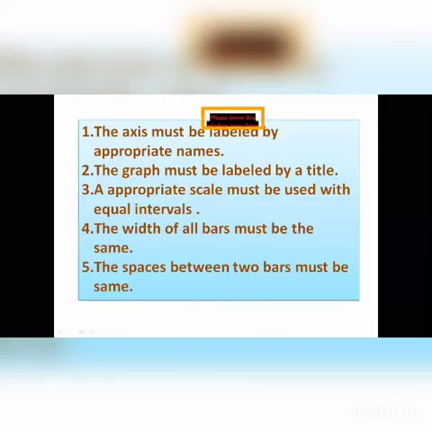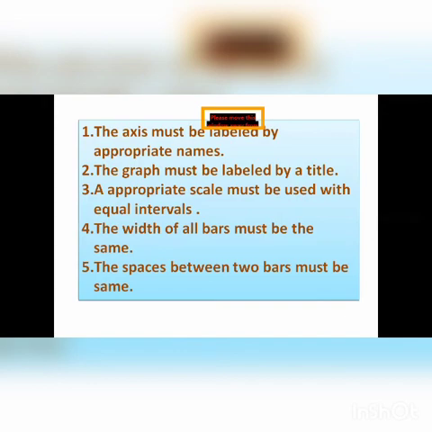Important points for making a bar graph. First, the axes must be labeled by appropriate names. Second, the graph must be labeled by a title. Third, an appropriate scale must be used with equal intervals. Fourth, the width of all bars must be the same. Fifth, the spaces between two bars must be the same.